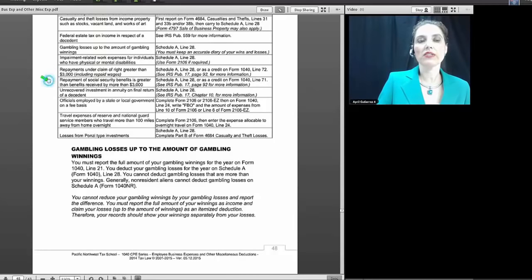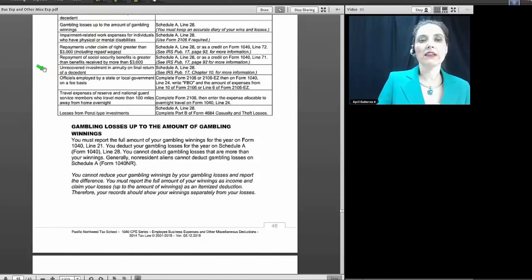In both these situations, those repayments are deductible on Schedule A, not subject to the 2% limit, and you may also be able to figure and claim a credit instead. Unrecovered investment in an annuity on the final return of a decedent. Officials employed by a state or local government on a fee basis. But these individuals claim their expenses on 2106 and then carry them to the front page of 1040 and claim them as an adjustment to income. They don't go on Schedule A, line 28.